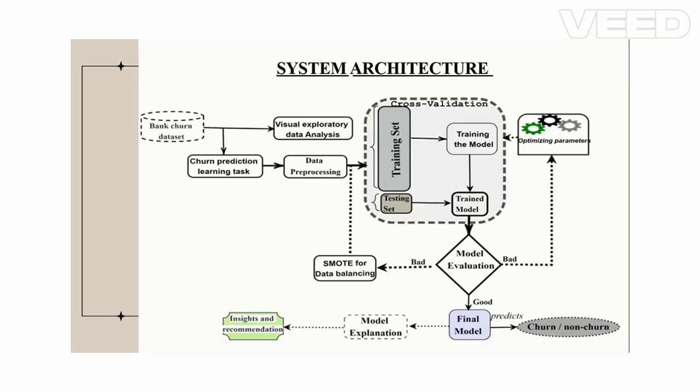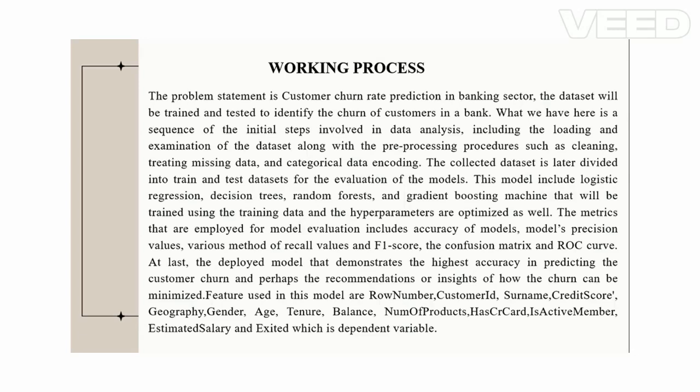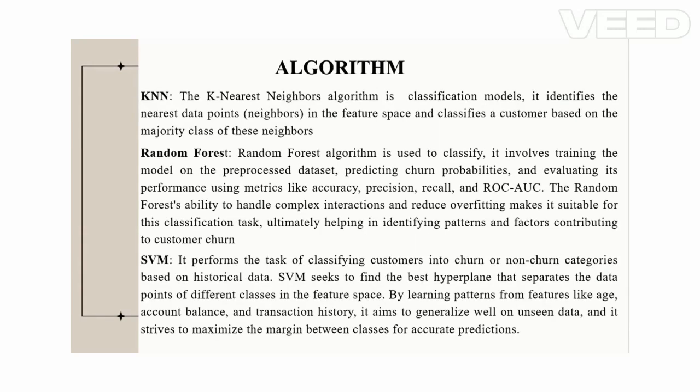The working process for predicting customer churn in the banking sector involves several key steps. It starts with the initial data analysis, where the dataset is loaded and examined. This includes pre-processing procedures such as cleaning the data, treating missing values, and encoding categorical data. The dataset is then split into training and testing sets. Various machine learning models are applied, including logistic regression and decision trees. The algorithms used in this project are KNN, random forest, SVM, gradient boosting, logistic regression, and decision tree.